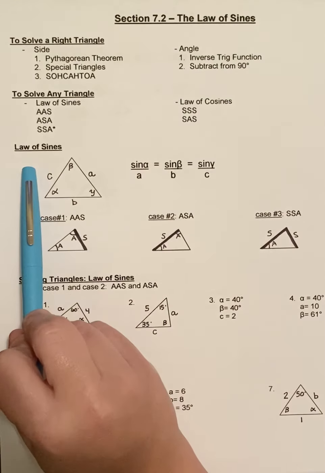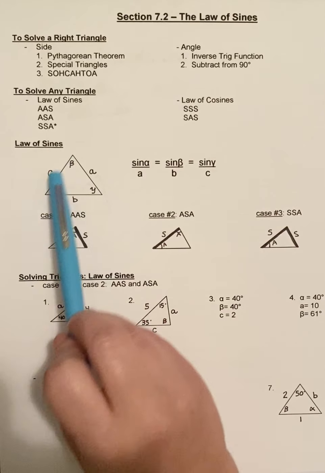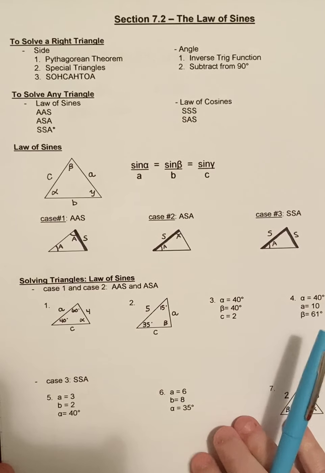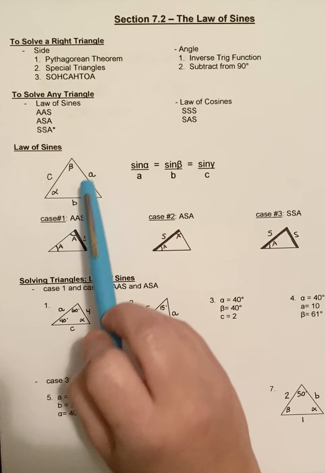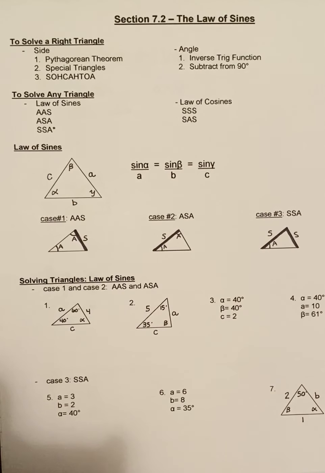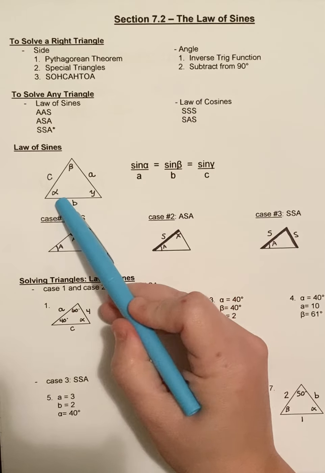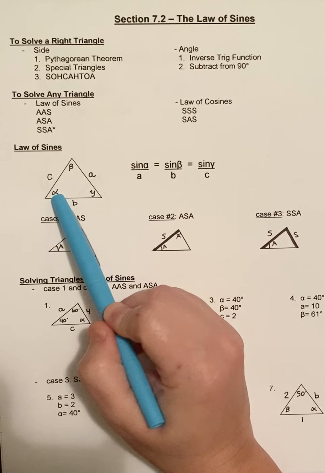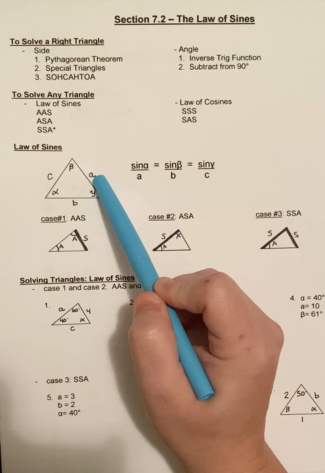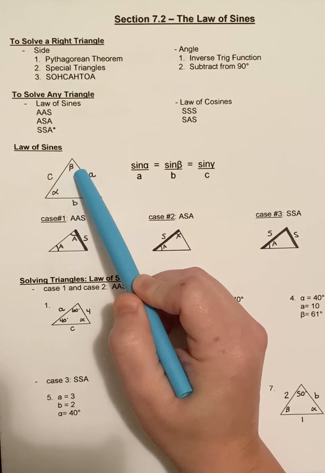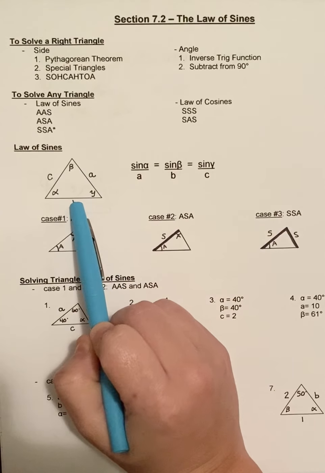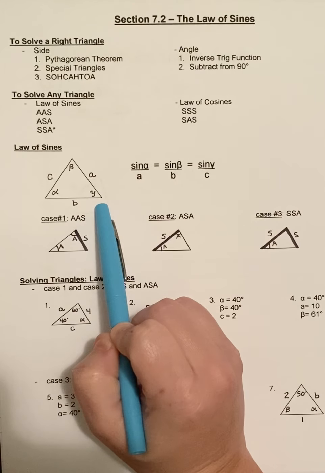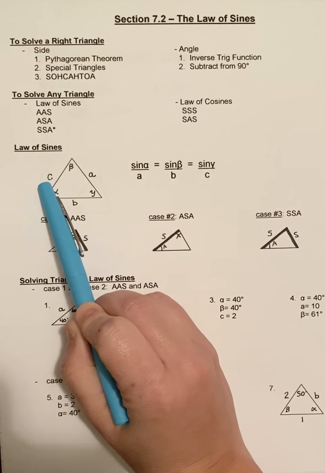Now, just looking at the law of sines first. Notice that this is not a right triangle. Other things I need to notice is I have 3 angles inside and 3 sides on the outside. Now, very important here. This angle right here is alpha. Across from alpha is always side A. This angle up here is beta. Across from beta is always side B. This angle right here is gamma. Across from gamma is always side C.